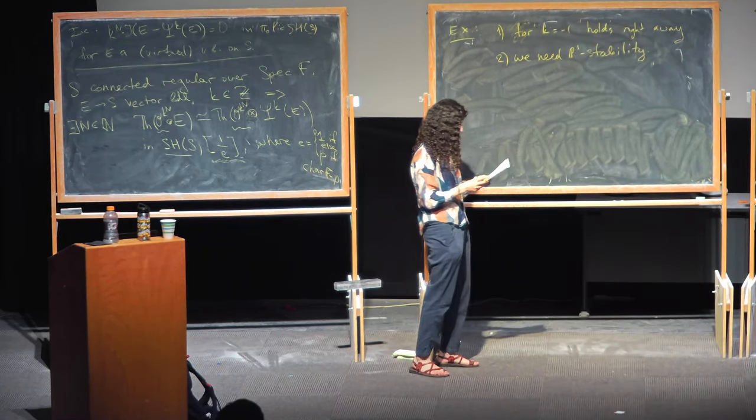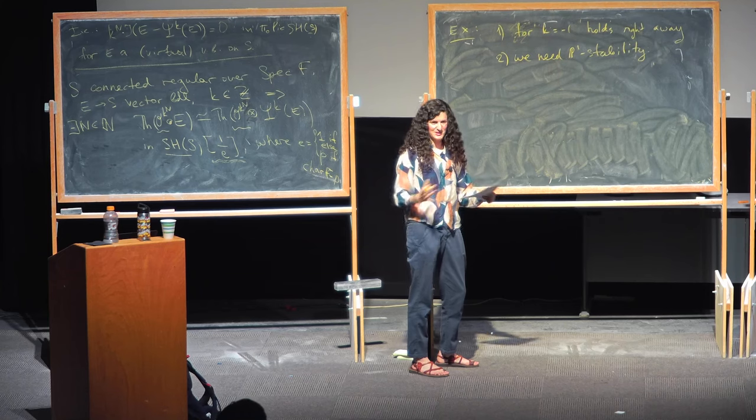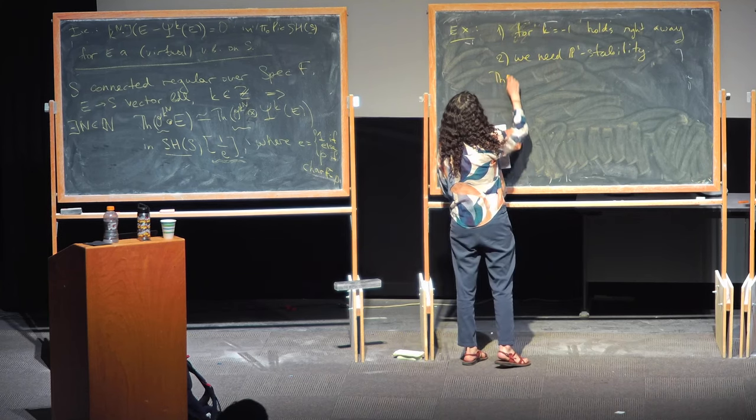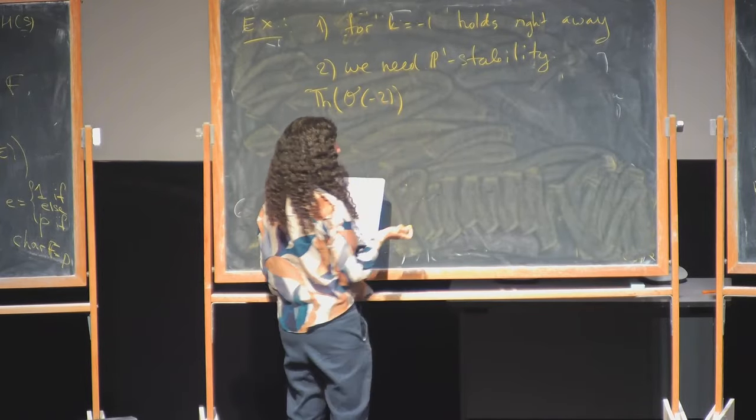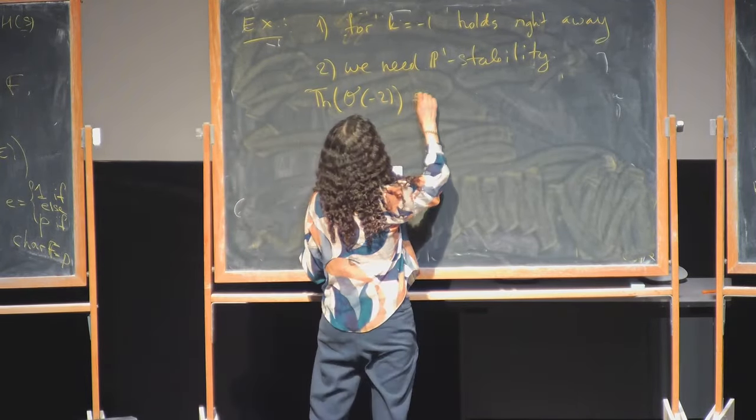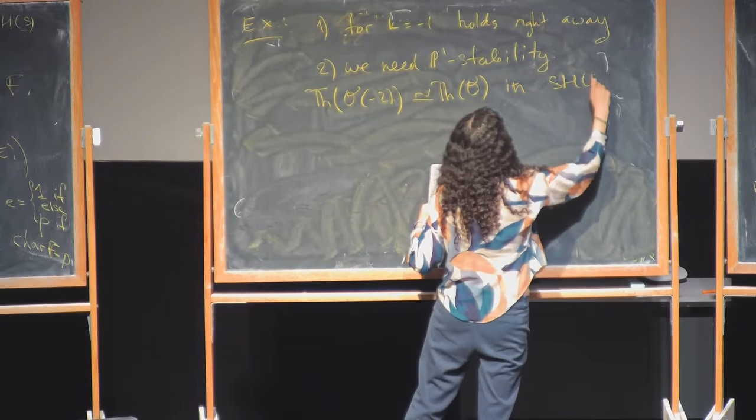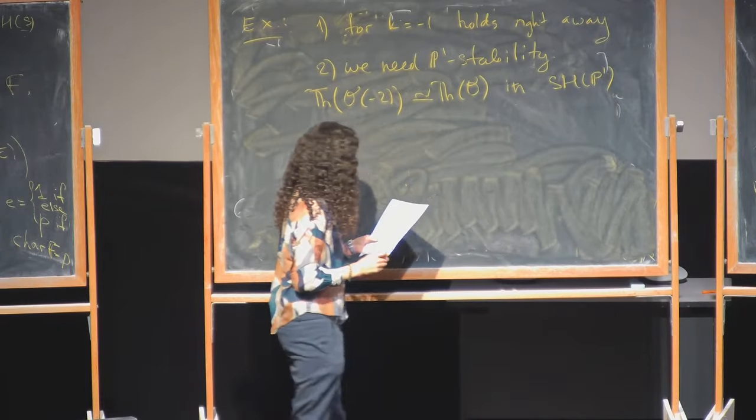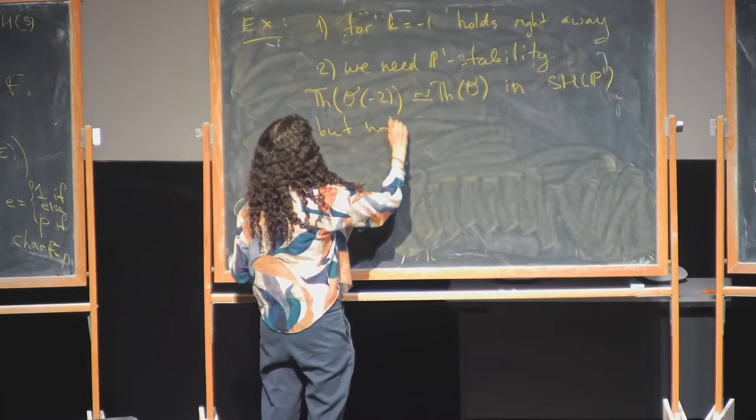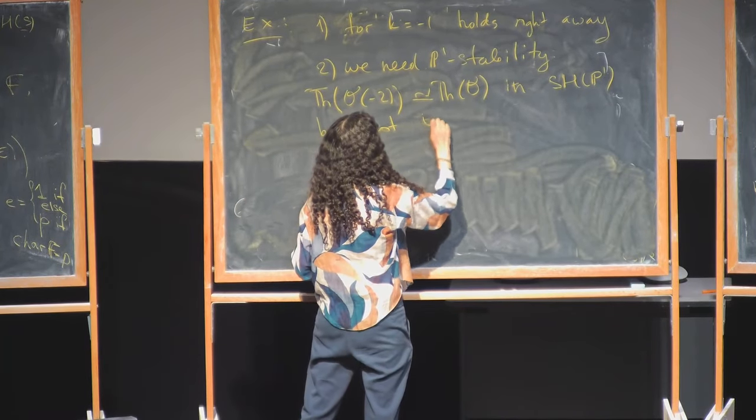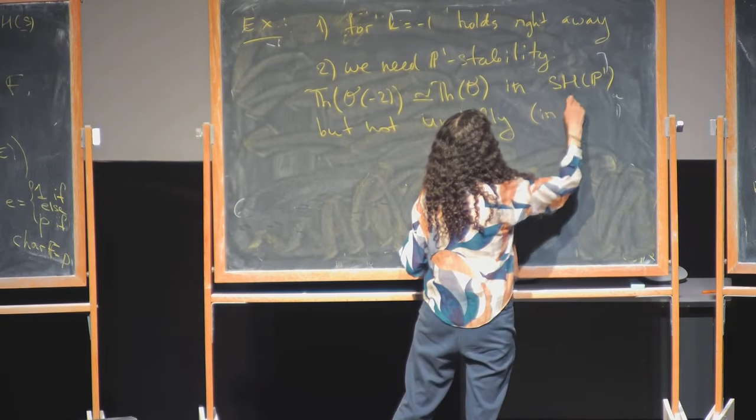So I just want to give an example when Thom spaces are the same stably, but not the same unstably, just for you to have something to keep in mind. So if you take the Thom space of O of minus 2 over P1, this is the same as the Thom space of the trivial bundle stably. But they are not isomorphic unstably.